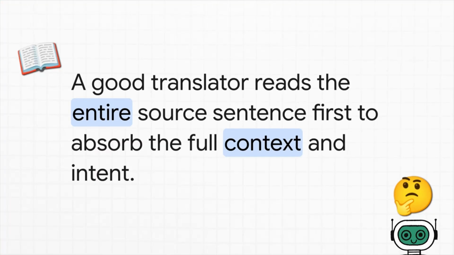So a good translator knows that context is everything. They don't just jump in and start swapping words. No way. The first thing they do is read the entire sentence from start to finish. They have to absorb the full idea, the complete intent, before they even think about writing a single word.